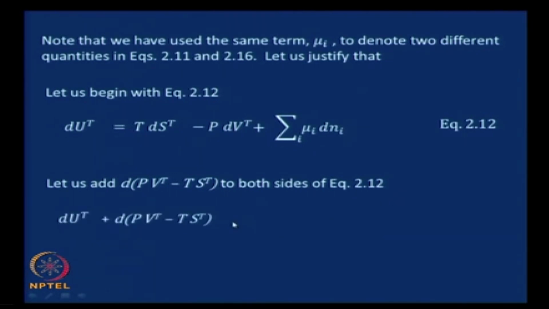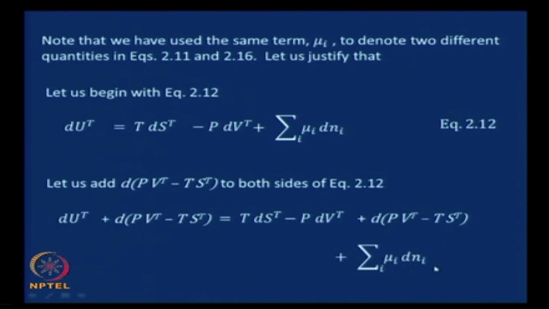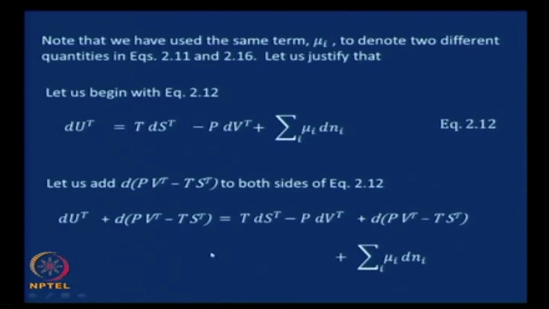If we do that, dUt plus d of Pvt minus T St equals T dSt minus P dVt plus the same quantity on the right hand side plus summation of mu I dni. Note that we can combine these together, the differentials are additive. You can visualize the differential in a 2-dimensional or 3-dimensional graph, then you can understand why this is additive. So if we recognize that this is additive, you can expand the term on this side using chain rule.